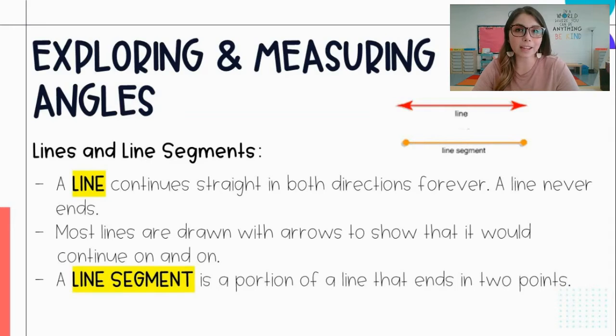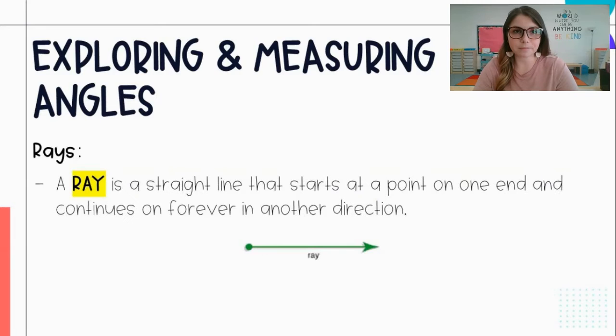So let's start with lines and line segments. As you can see on the screen, the line is the red picture. It continues in both directions forever and a line never ends. Most lines are drawn with arrows on both sides to show that they don't end. A line segment is a portion of that line and it ends in 2 points. It's like taking a chunk out of the line. That's what a line segment is.